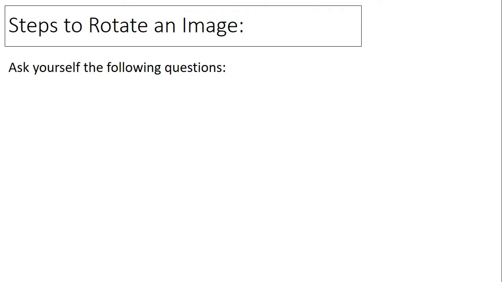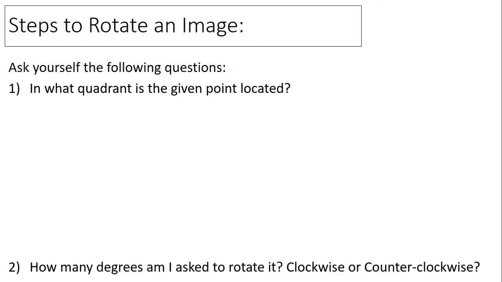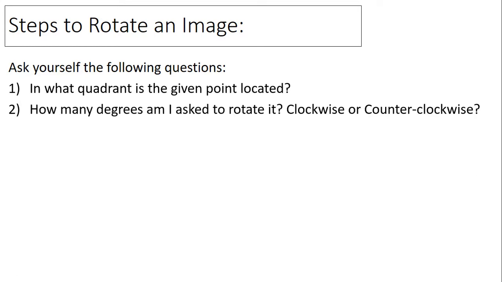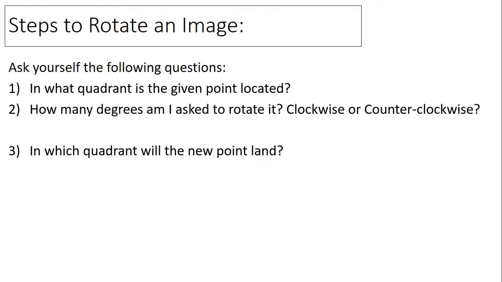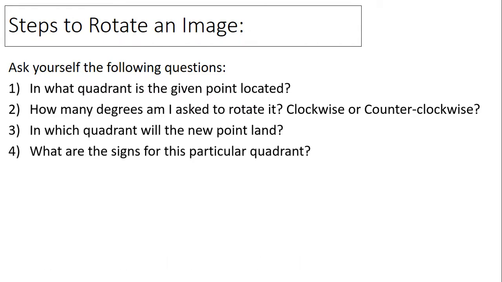In steps to rotate an image, you would ask yourself the following questions. 1, in what quadrant is the given point located? 2, how many degrees am I asked to rotate it? Clockwise or counterclockwise? 3, in which quadrant will the new point land? 4, what are the signs for this particular quadrant?